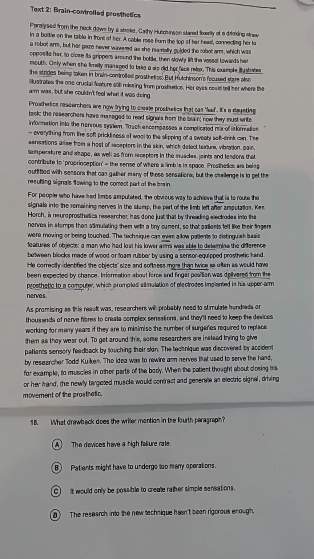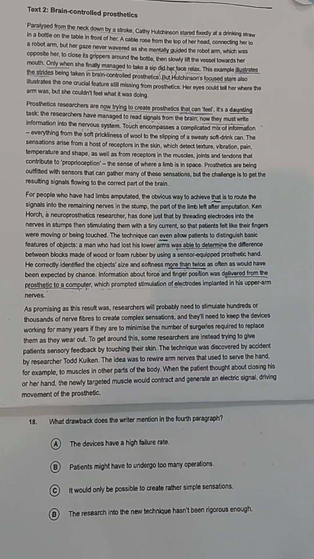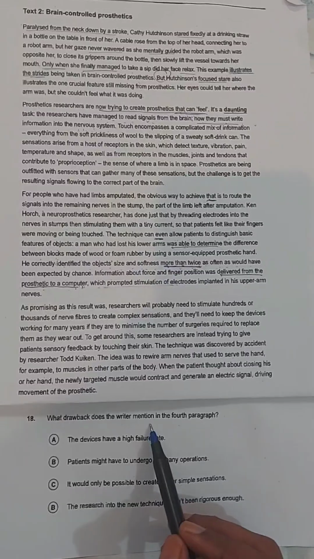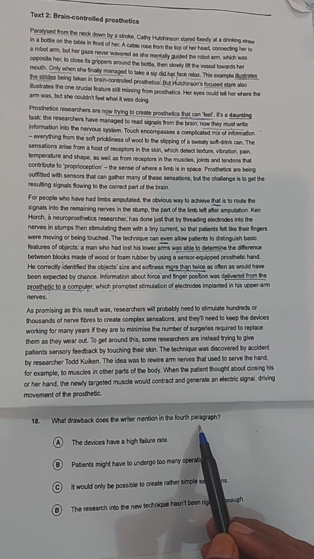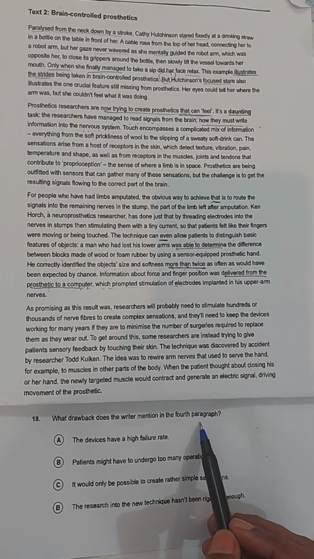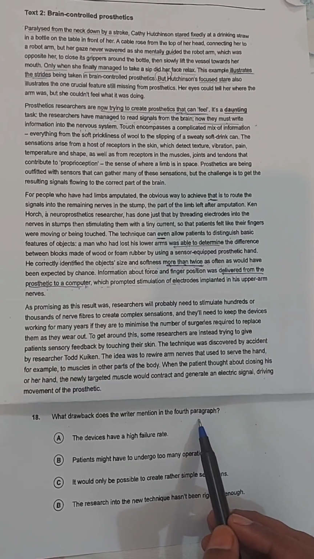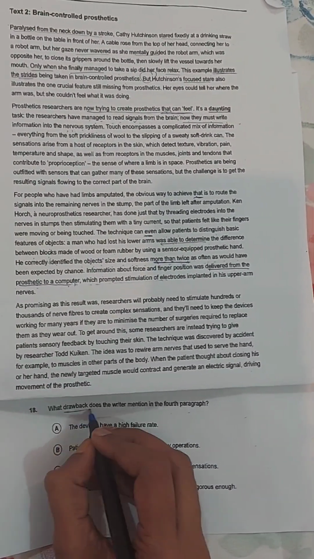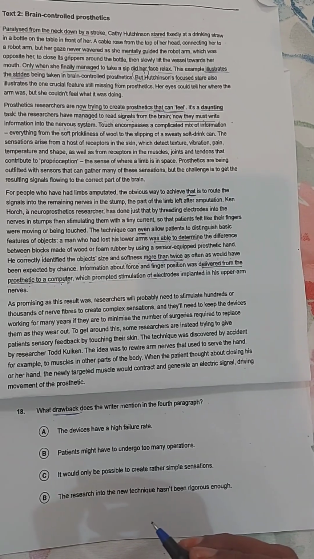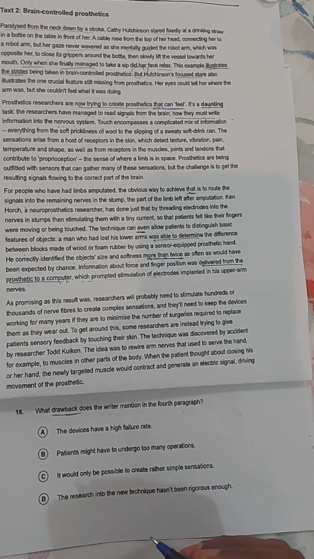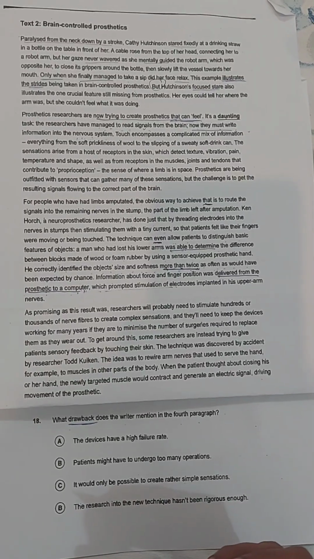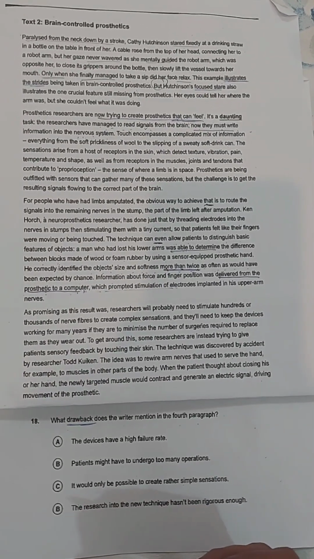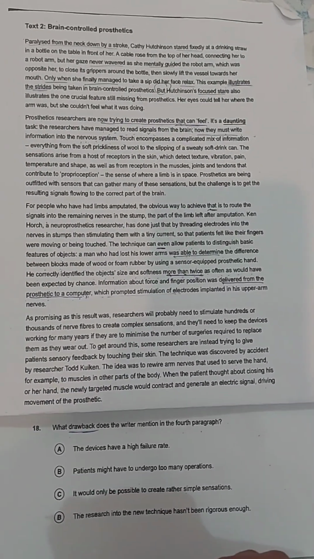Question number 18. What drawback does the writer mention in the fourth paragraph? This is a detail or factual question. For such kind of question, step 1, read and understand the question. What drawback? Focus on the word drawback, which requires you to extract specific information from the paragraph, that is, a problem or challenge, which will be your answer.